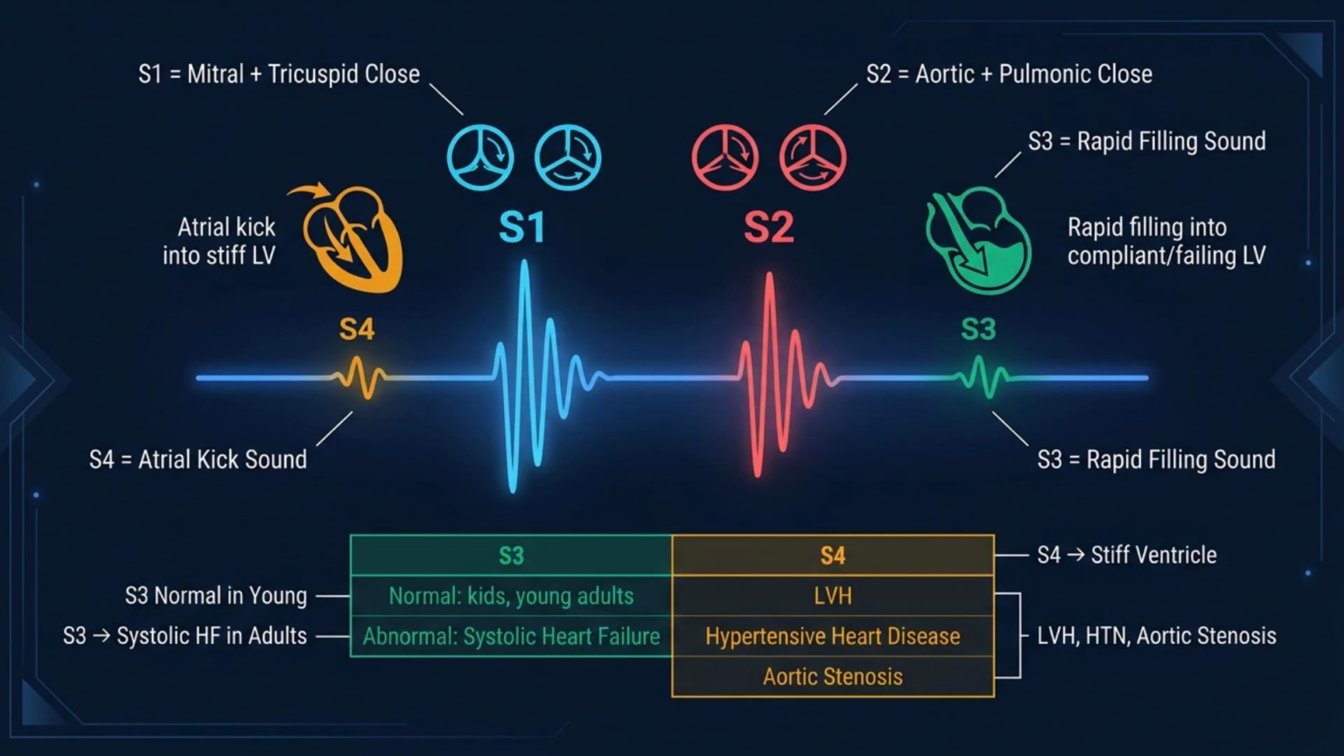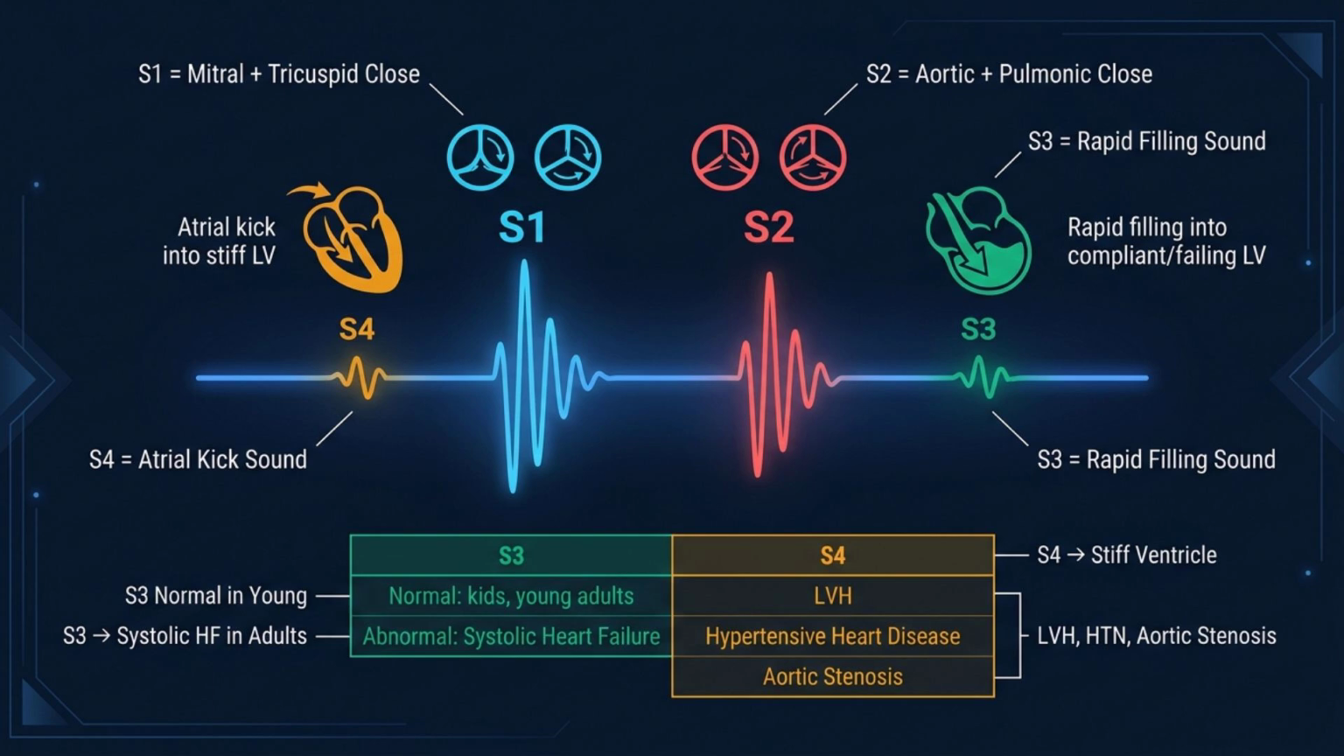S1 is mitral and tricuspid closure, the start of systole. S2 is aortic and pulmonic closure, the start of diastole. S3, when present, is caused by blood rushing into a compliant or failing ventricle during rapid filling. S3 is normal in children and young adults. In older adults, it's often a sign of systolic heart failure.